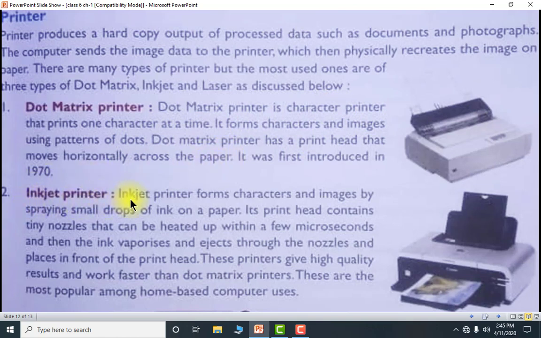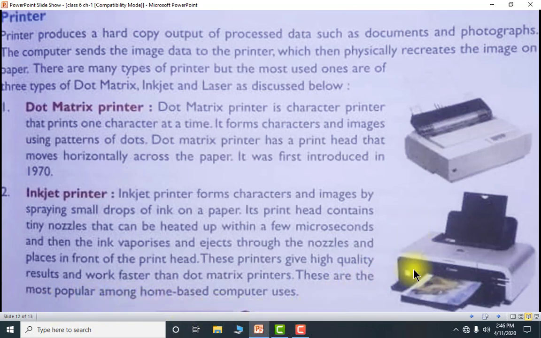An inkjet printer forms characters and images by spraying small drops of ink on paper. Its print head contains tiny nozzles that can be heated up in a few microseconds, and then the ink vaporizes and ejects through the nozzles and is placed in front of the print head. These printers give high quality results and work faster than dot matrix printers. They are the most popular among home-based computer users.